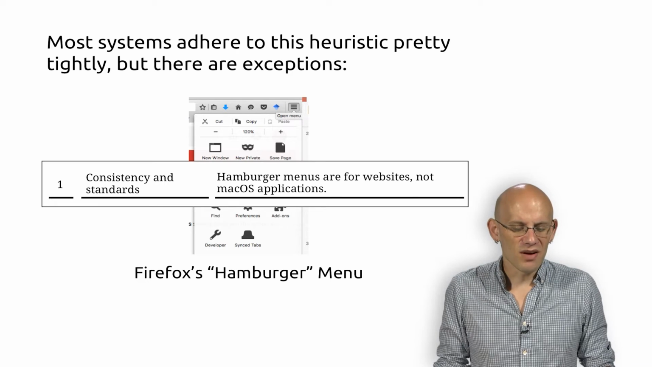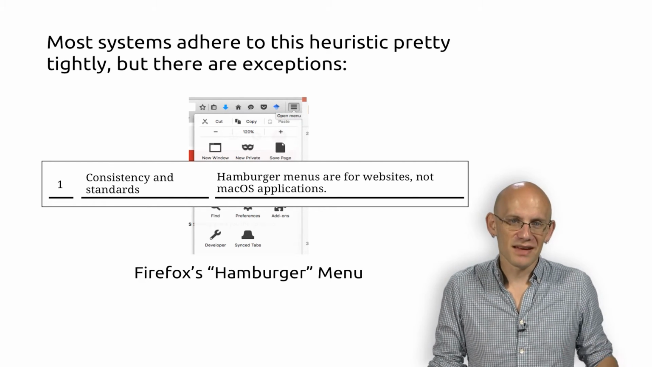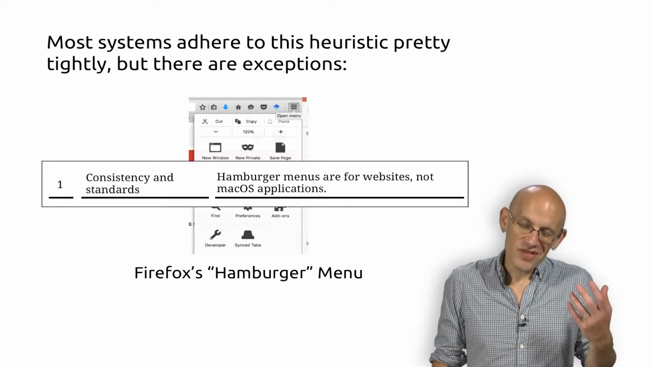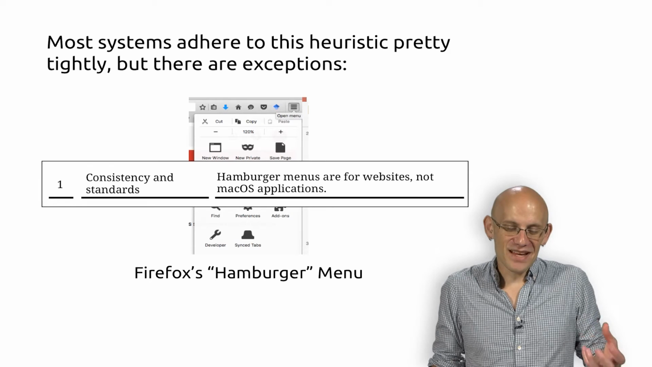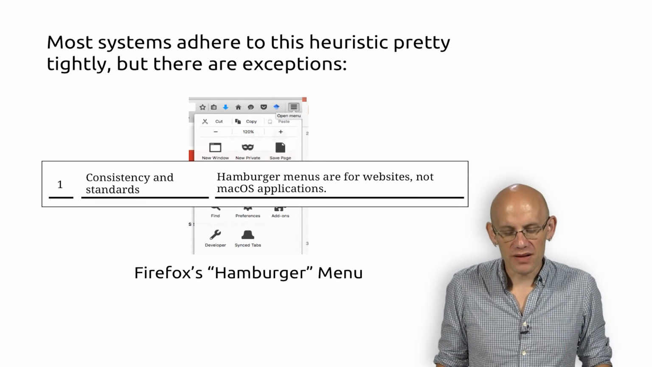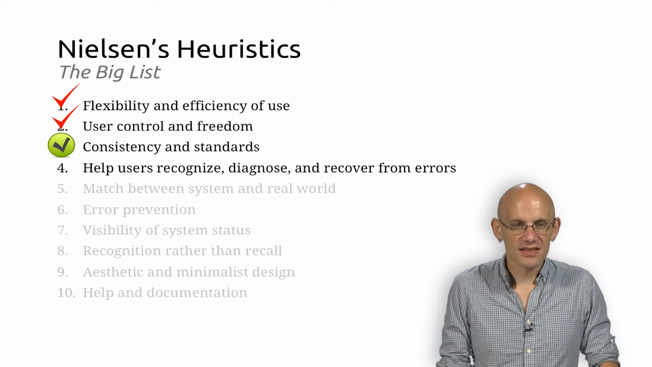Not a 2, because most of these functions are available in their standard places, and this is a standard in web applications. And of course, Firefox is a web browser. But that said, it is a desktop application at its core, and that is unexpected. So I would mark this as a 1 in heuristic evaluation. Okay, that's it for consistency and standards.